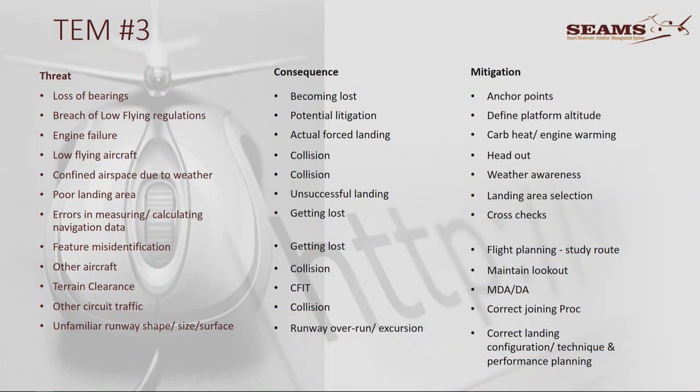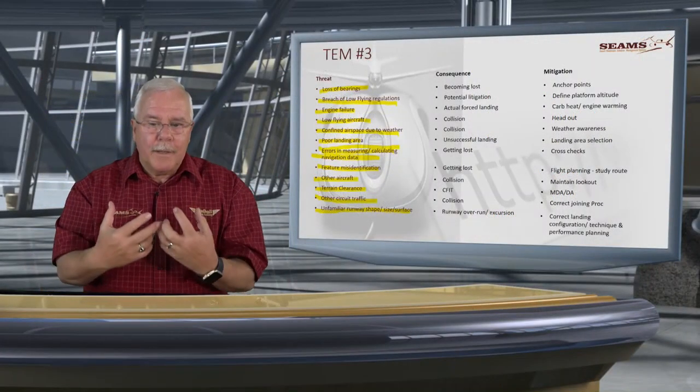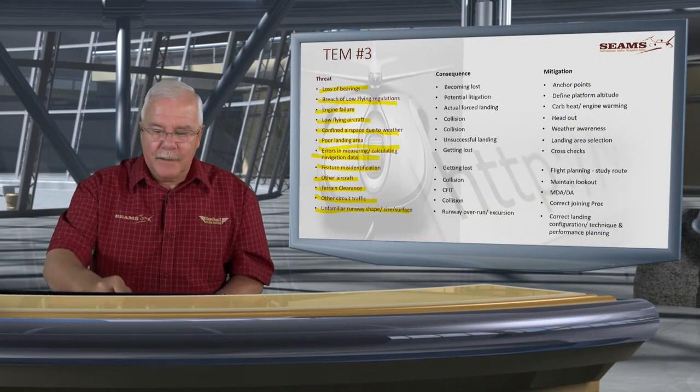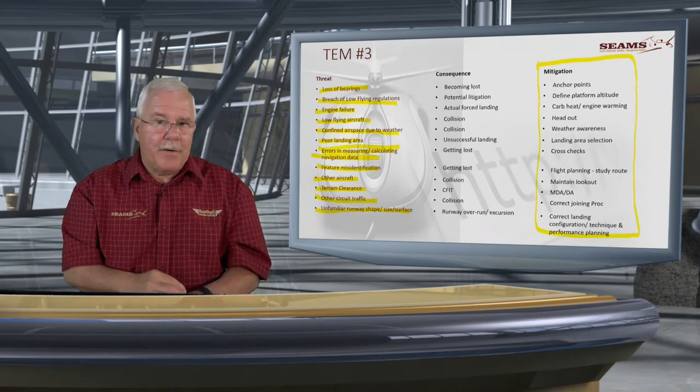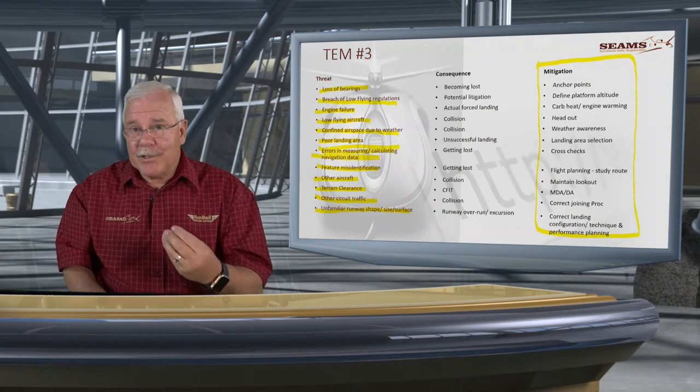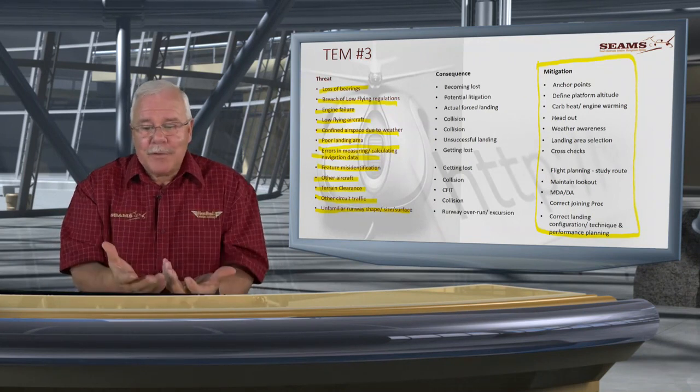What have I got here? Let's just highlight them. Loss of bearings, breach of low flying, engine failure, low-flying aircraft, confined airspace due to weather, poor landing area, errors in measurement and calculation. What was that? Set heading procedures. Features misidentification, other aircraft, terrain clearance, other circuit traffic, unfamiliar slopes, sizes, shapes, surfaces, all that kind of stuff. Again, these are all threats. How do you sort out the threats? Well, threat mitigation normally revolves around procedures. Checks. Your checks are part of your procedures.